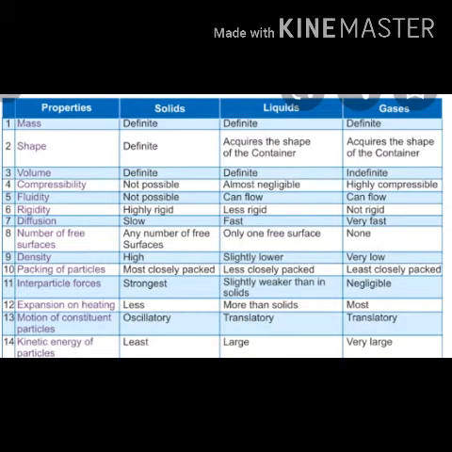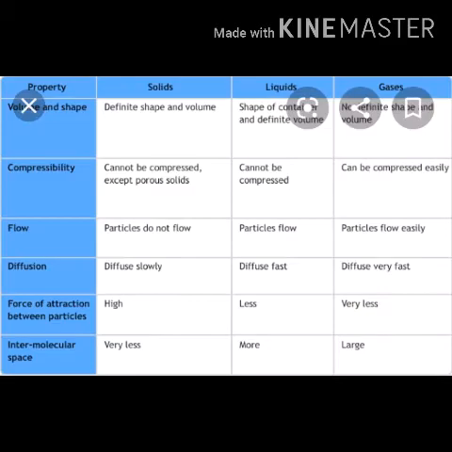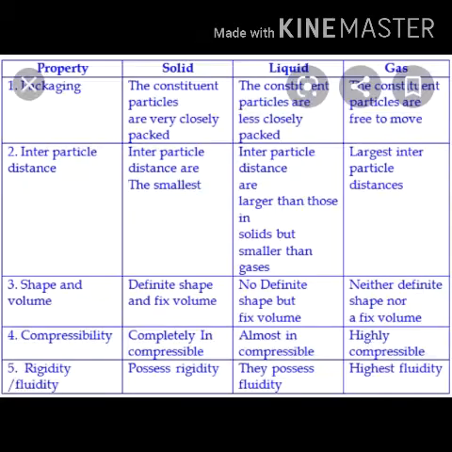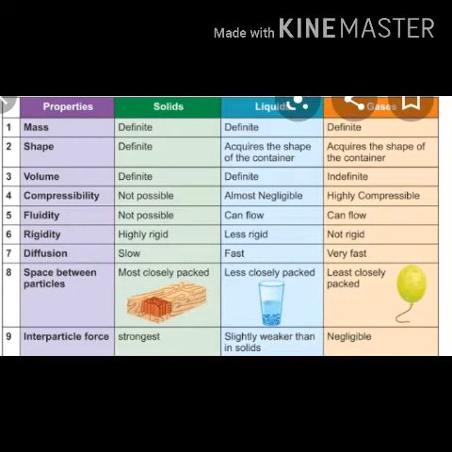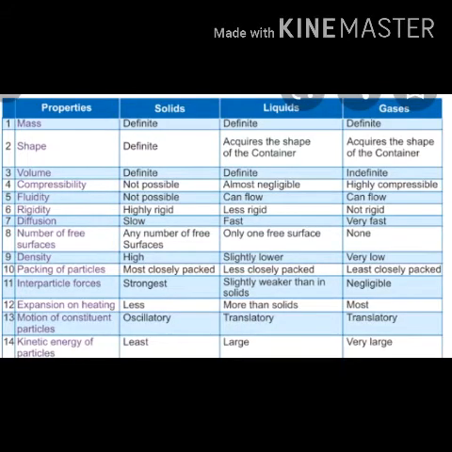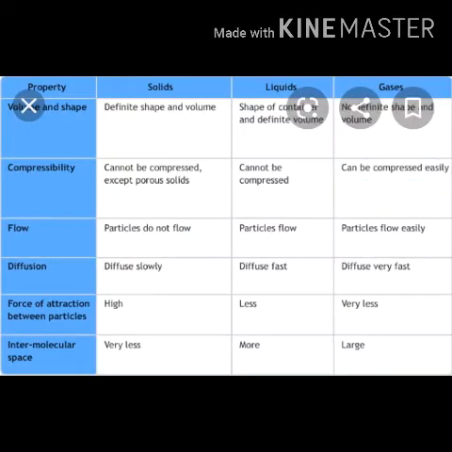Shape: solids always have a definite shape, liquids have no definite shape and take the shape of the container they are poured in, and gases also have no definite shape and take the shape of the container. Solids have definite volume, liquids also have definite volume, and gases have no definite volume, they fill the volume of the container. Solids cannot flow, liquids flow from a higher level to a lower level, and gases flow in all directions.